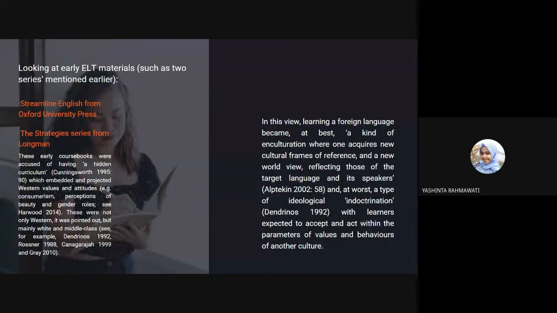Streamline English from Oxford University Press, the Strategy series from Longman. These early coursebooks were accused of having a hidden curriculum, Canningsworth 1995, which embedded and projected Western values and attitudes: consumerism, perception of beauty, and gender roles.